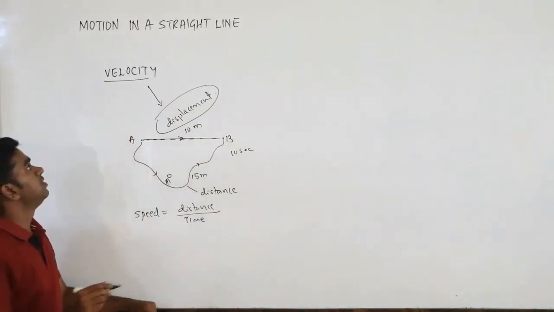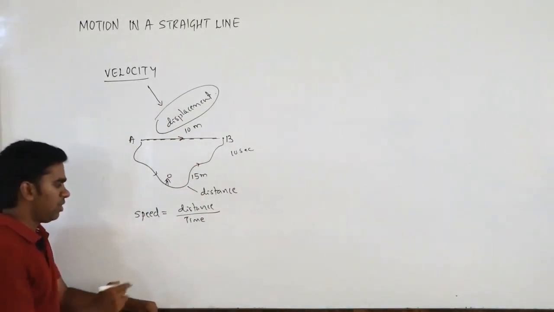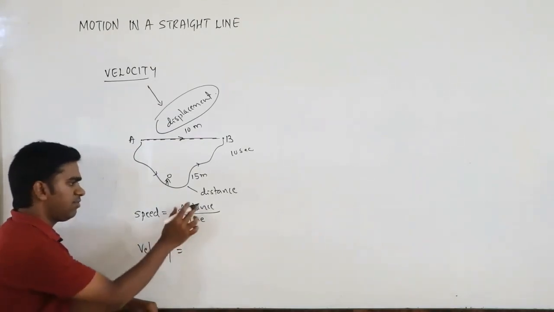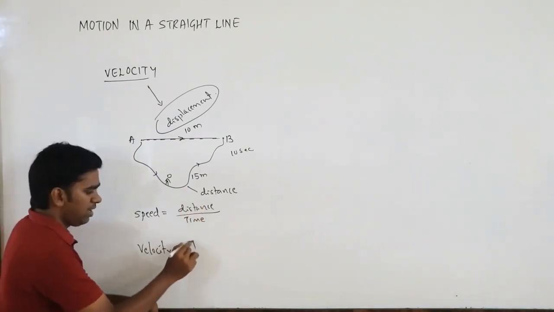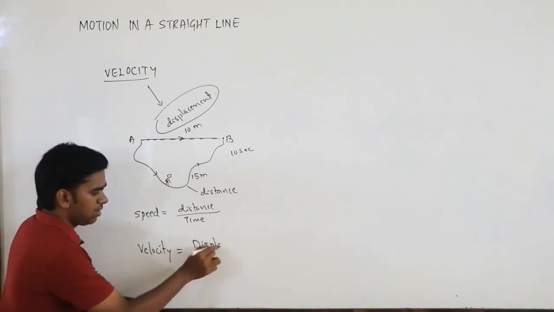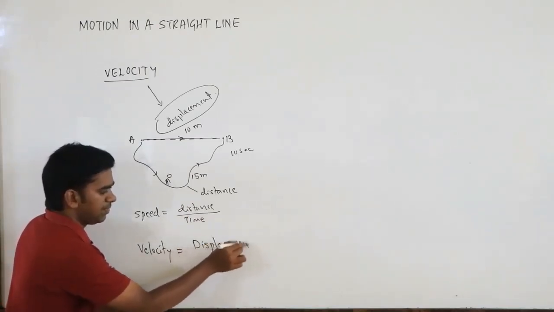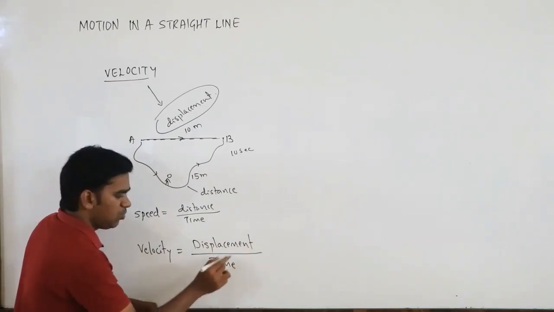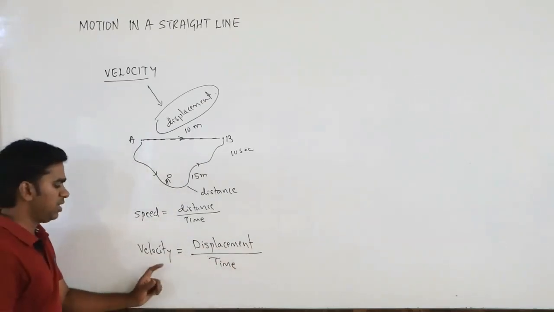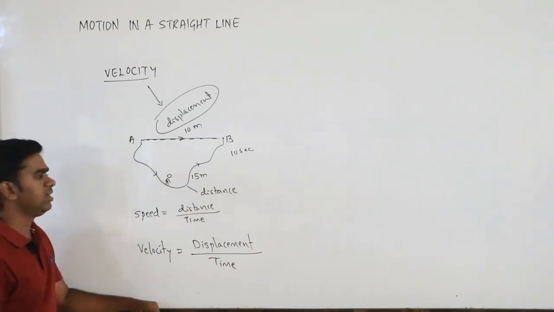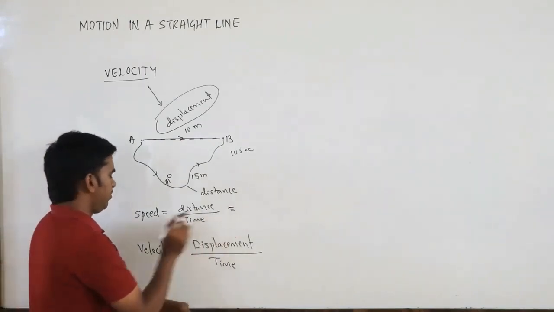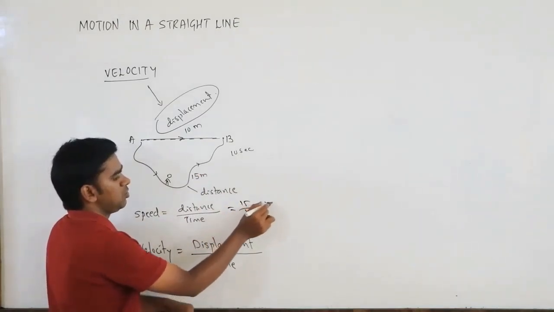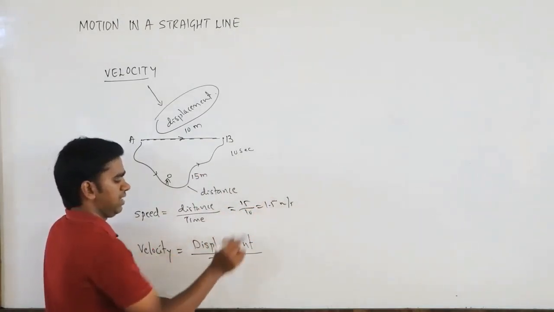Sorry, not speed, it is velocity. Then what is velocity? Velocity is, instead of distance, we have to take displacement. Displacement divided by time will give you the velocity. So suppose you calculate the speed here: distance is 15 divided by 10, so you will get 1.5 meters per second.